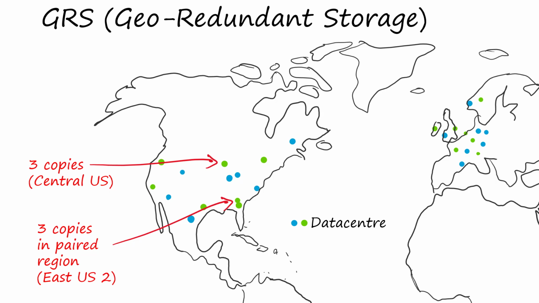Region pairs are defined within a geography, and they're usually hundreds of miles apart, and that means that replication is asynchronous. If an entire data center is lost, it fails over to the secondary region. This can be initiated by Microsoft or the customer and can take up to an hour. GRS offers extremely high reliability, 16 nines. But because the replication is asynchronous, there's still a possibility of data loss, as the secondary can be up to 15 minutes behind the primary.